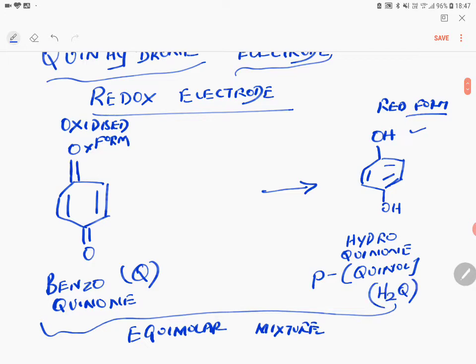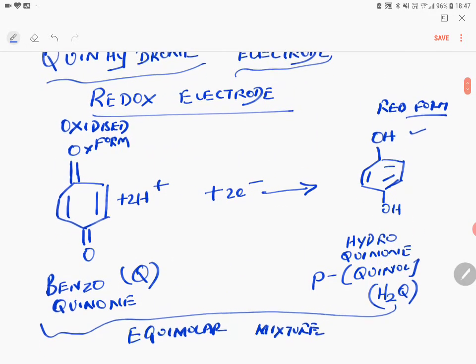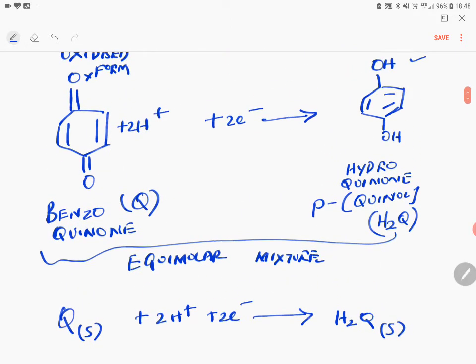Okay, great. Now, in electrolysis, since this is reduction, electrons will come on the left hand side. H plus will also come on the left hand side because you are adding hydrogen in the form of acid. So, this is your beautiful quinhydrone electrode. Therefore, we can represent the redox equation as: benzoquinone plus 2H plus plus 2 electrons gives hydroquinone.